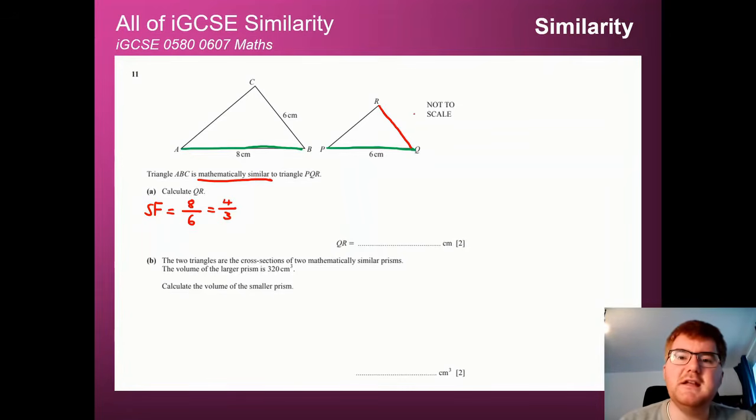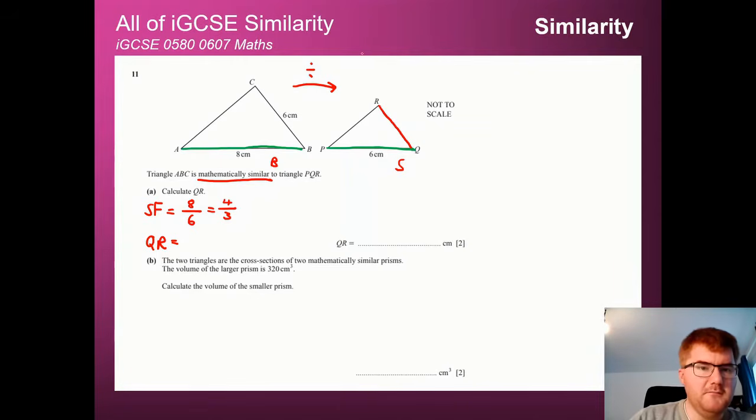Now what we need to do here is work out RQ, so QR, so that's what we're looking for. And notice we're going from big to small. So this is the big triangle, this is the small triangle. So if I'm going this direction, I want to be dividing by that scale factor because I want to go from big to small. If I was going the other way, it would be multiplying. So all we're going to do is take the corresponding side to RQ in this shape, which is BC here, so therefore 6. And all we're going to do is 6 divided by 4/3.